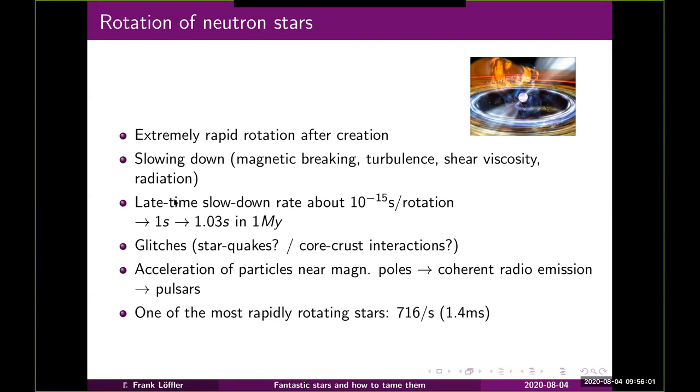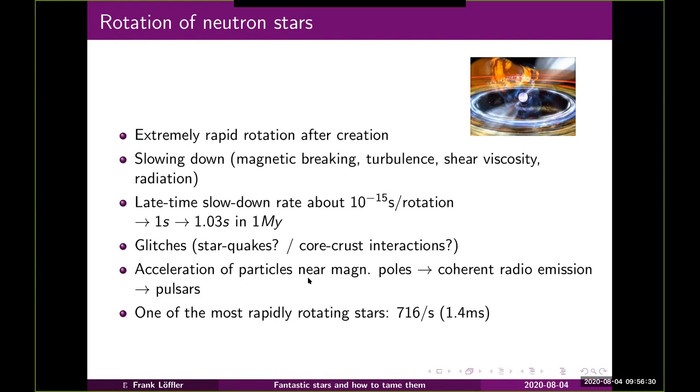What you do see is that you get glitches in this rotation. It's not quite clear why that is. It's really, really stable, but at some point you get a glitch and it makes a short jump, and then it's stable again for quite a while. So it might be starquakes or some reconfiguration of the crust, something like that. But then it's stable again. So that's the kind of reaction you get.